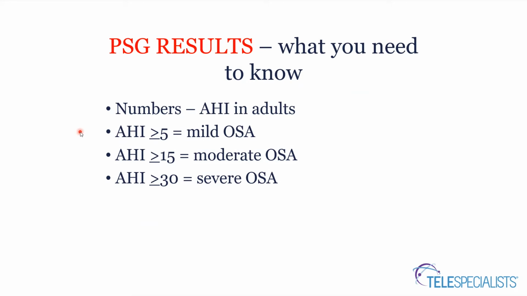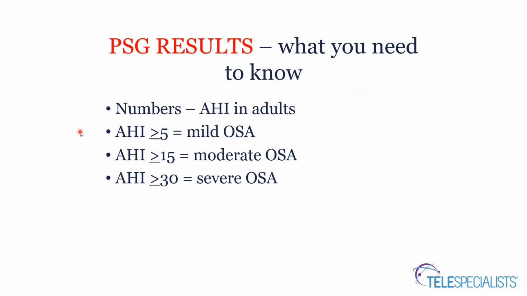An apnea-hypopnea index of 5 or greater indicates mild sleep apnea. An apnea-hypopnea index of 15 or greater indicates moderate sleep apnea. An apnea-hypopnea index of 30 or greater is severe sleep apnea. So severe sleep apnea is occurring every other minute or more. That is a lot. And of course, it's going to have health implications.